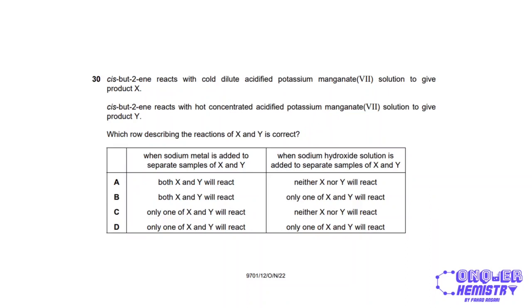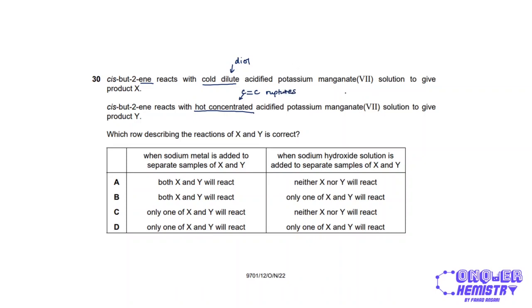All right, so we have cis-butene that reacts with cold dilute acidified potassium manganate(VII) solution to give product X. All right, so we know that when we have cold dilute KMnO4, we're talking about an alkene over here, and this is going to give us a diol. Now, cis-butene reacts with hot concentrated acidified potassium manganate(VII) to give product Y. All right, so when we have hot concentrated KMnO4, we know that the double bond will rupture.